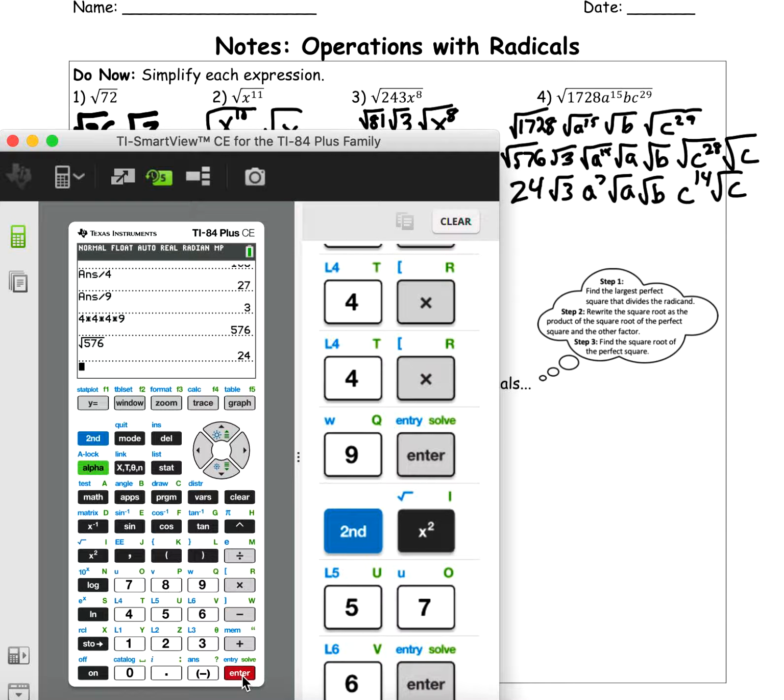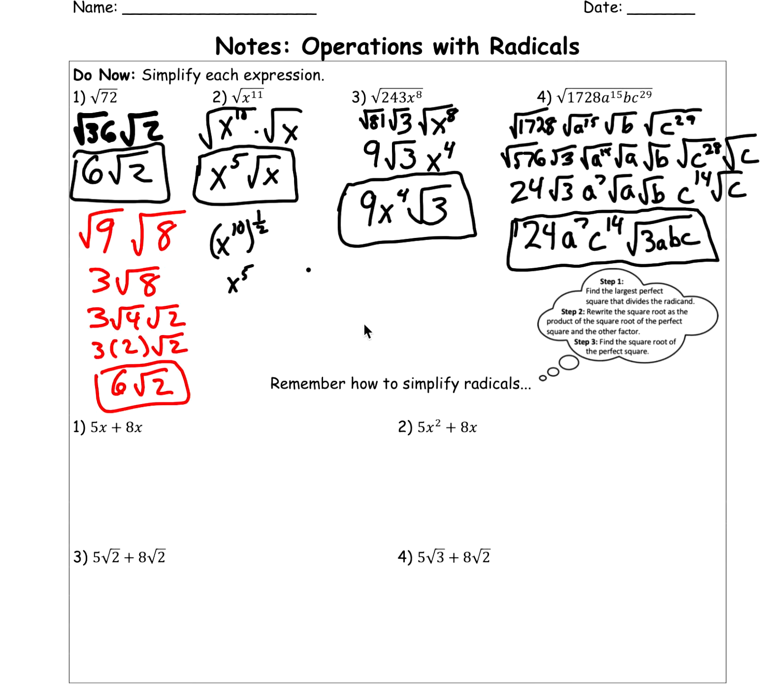Write everything underneath one radical and bring out the a to the 7th and c to the 14th in front. So that would be 24, a to the 7th, c to the 14th, square root of 3abc. And that's our simplified radical version of radical 1728, a to the 15th, b, c to the 29th. There are a lot of different methods to getting that radical 576 or just getting to 24 radical 3. I just find that's the easiest way of doing that.